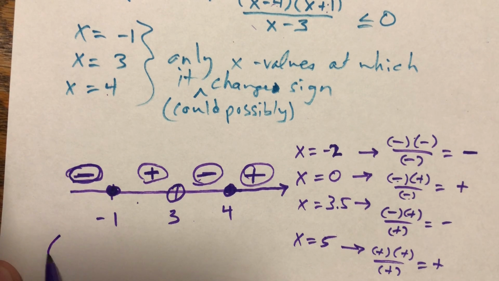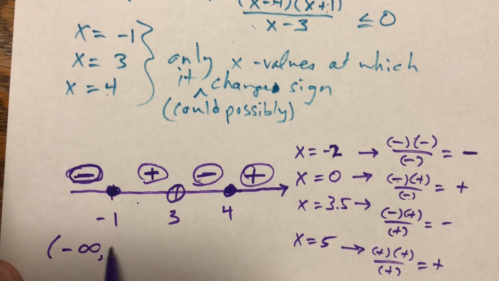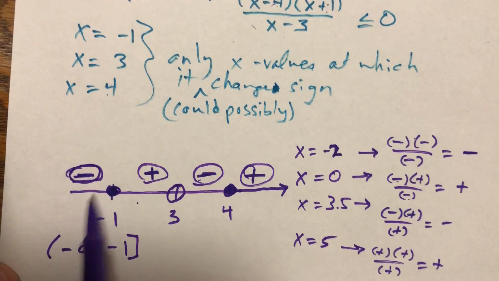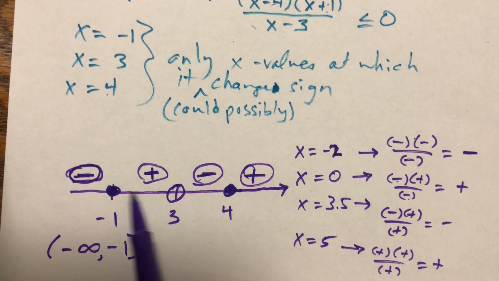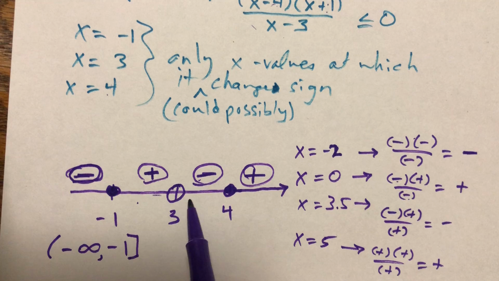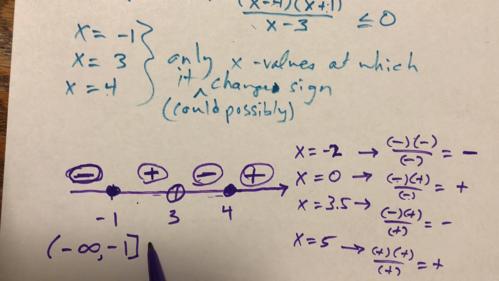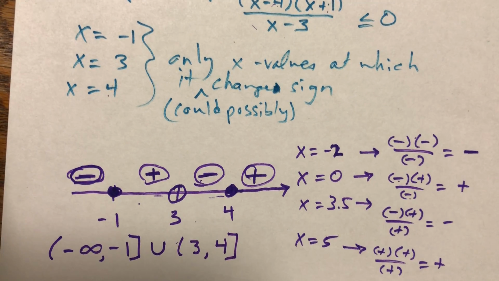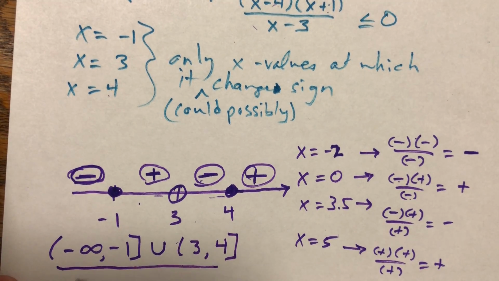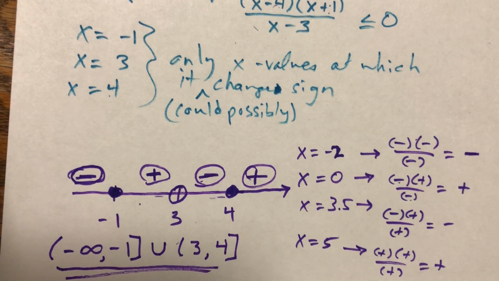We want the -1, so we're going to say -infinity to -1. We do include -1. So this interval here is all negative. We don't want this because it's positive. We do want this because it's negative. So we do a union, and then 3 to 4, and we include 4. Okay, so now we have our solution set.